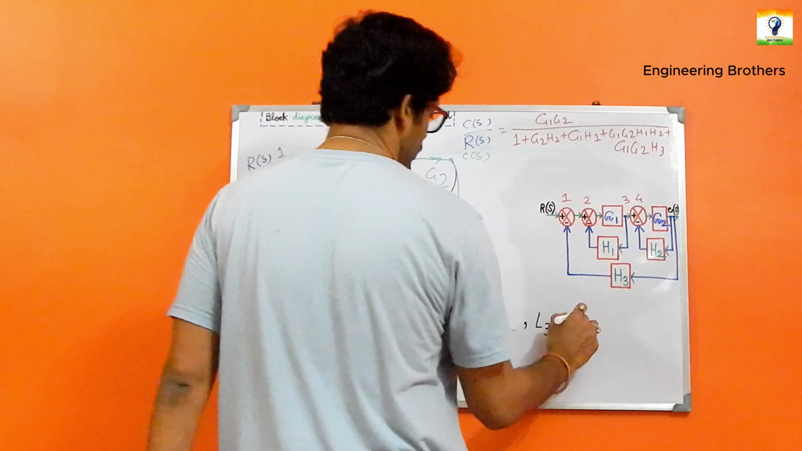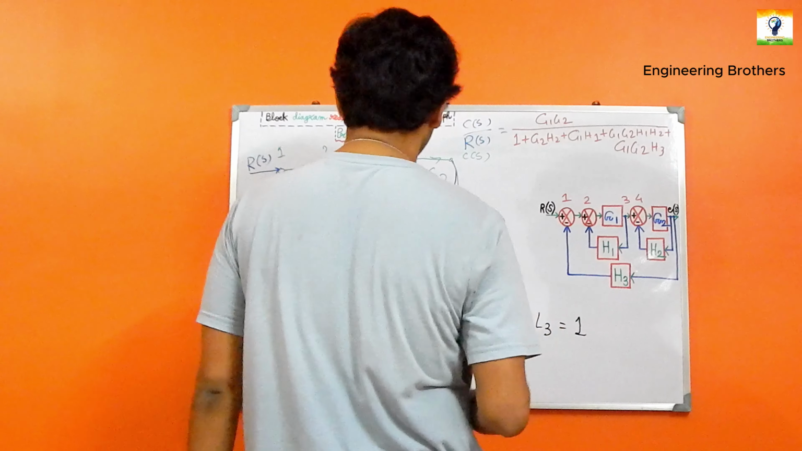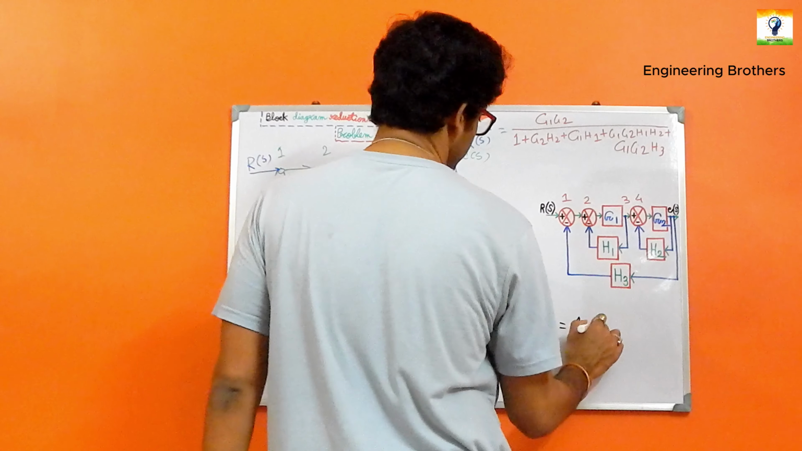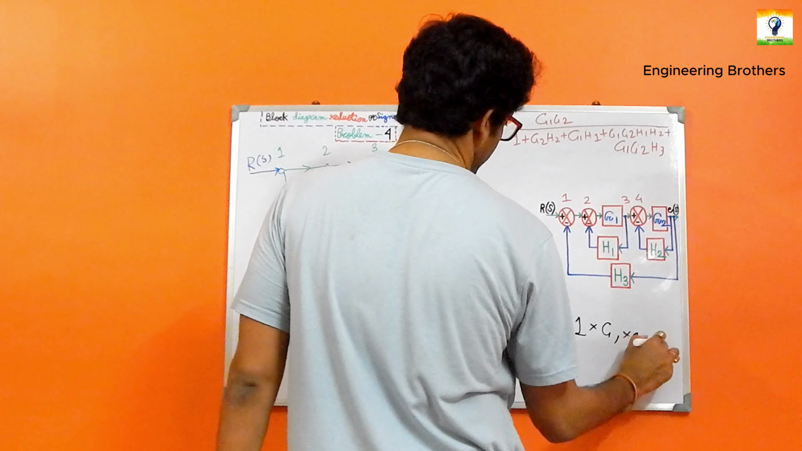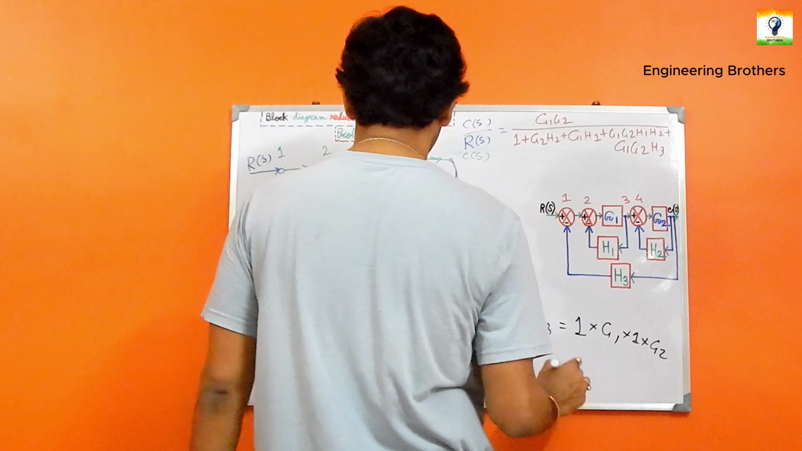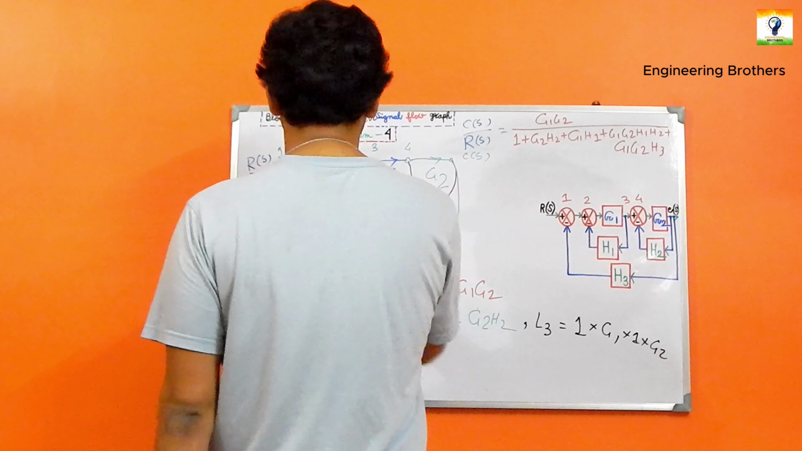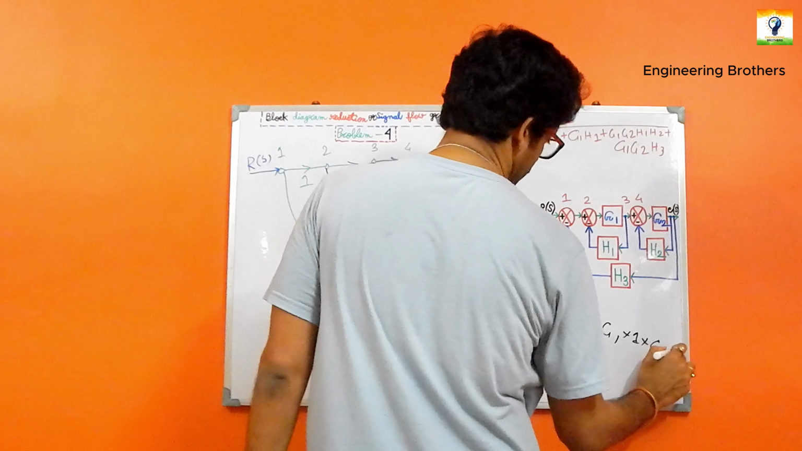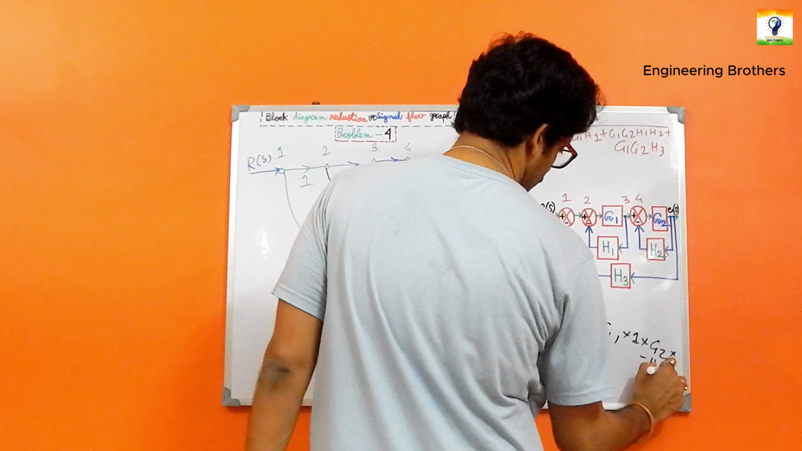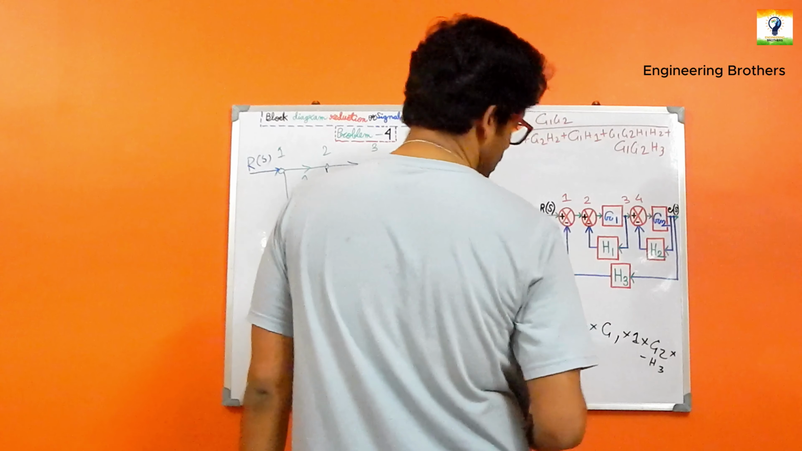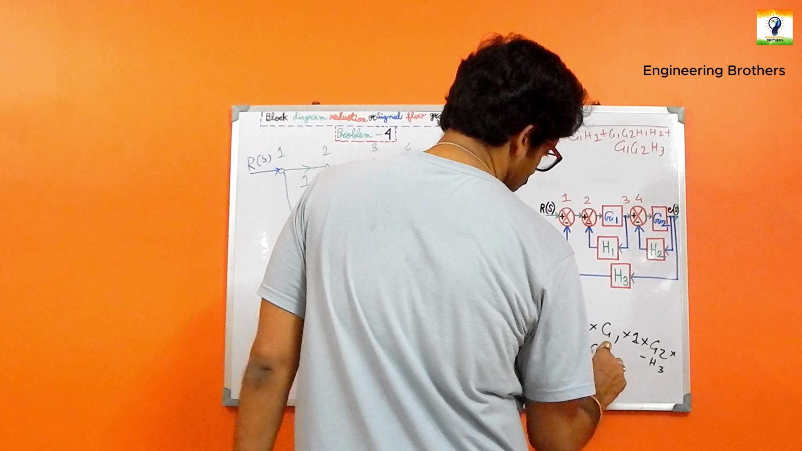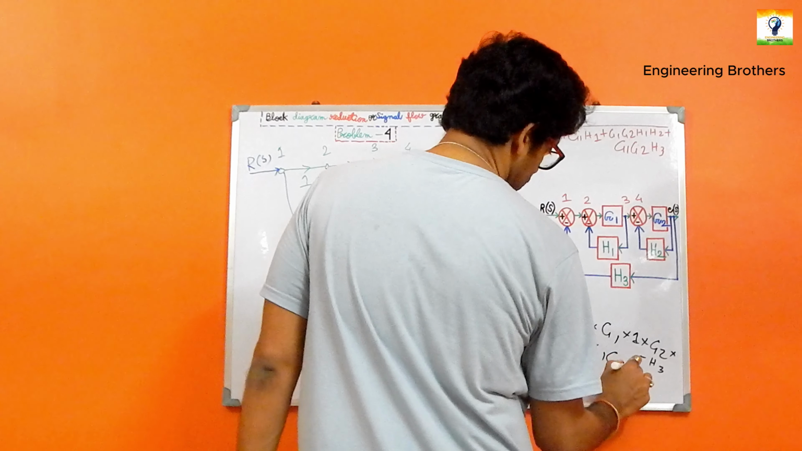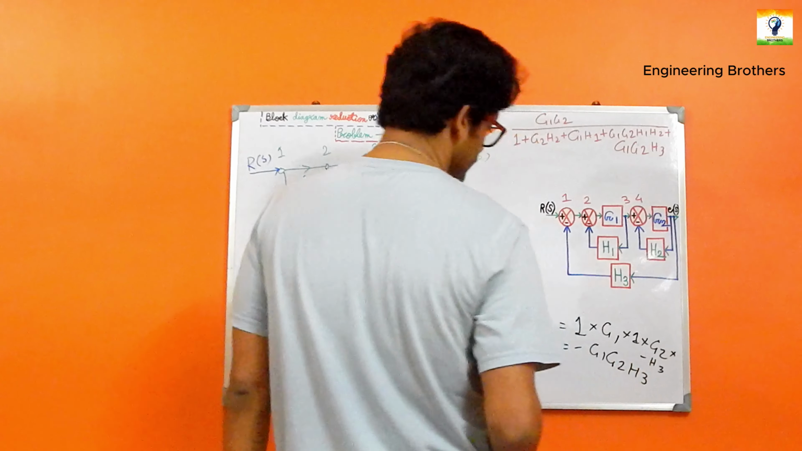And what is the gain for that considered path? That will be 1 multiplied by G1 multiplied by 1 multiplied by G2, and it is coming back at our node 1, which is minus of H3. And what is the overall gain for that one? The overall gain for that one seems to be minus of G1, G2, H3.